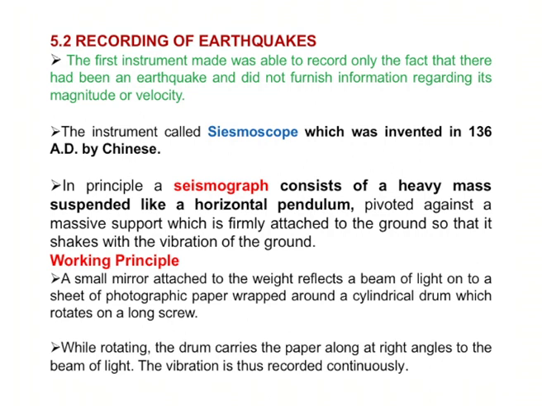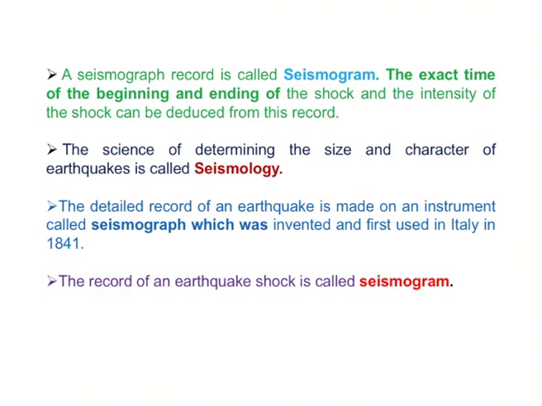While the drum rotates, it carries the paper, it is marking, and the paper is writing, and all of that gives the drawing sheet. So the recording will be continuous, and based on this we will find out. Then the seismograph record, what we call a seismograph record, is called a seismogram.